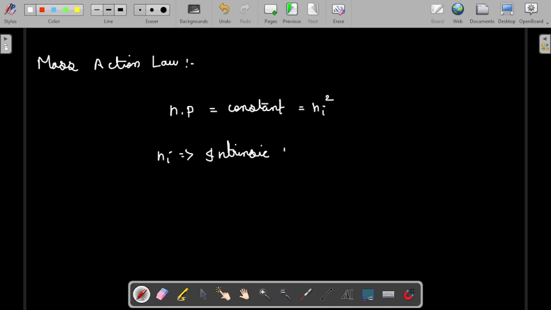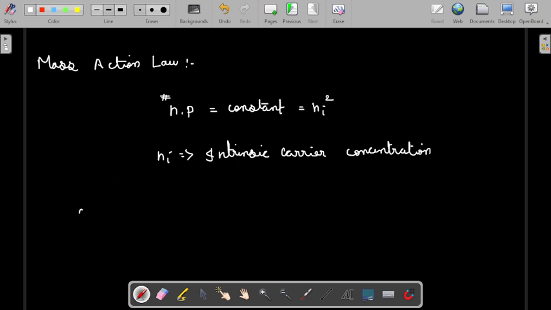Here you can see there is a relationship between the intrinsic and extrinsic semiconductor. So that is what this mass action law states. It's one of the important formulas, so please make a note of it. We will be using this in many other formula derivations, and also in problems. So please make a note of it.